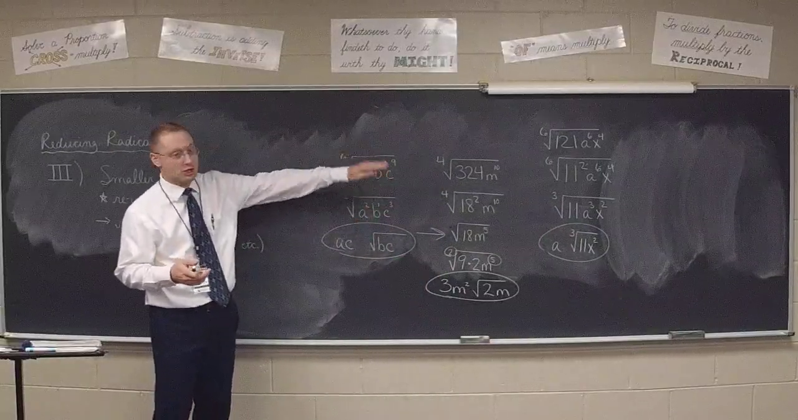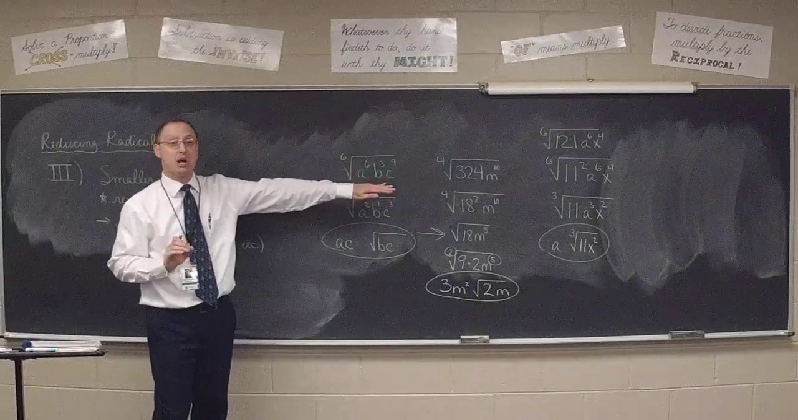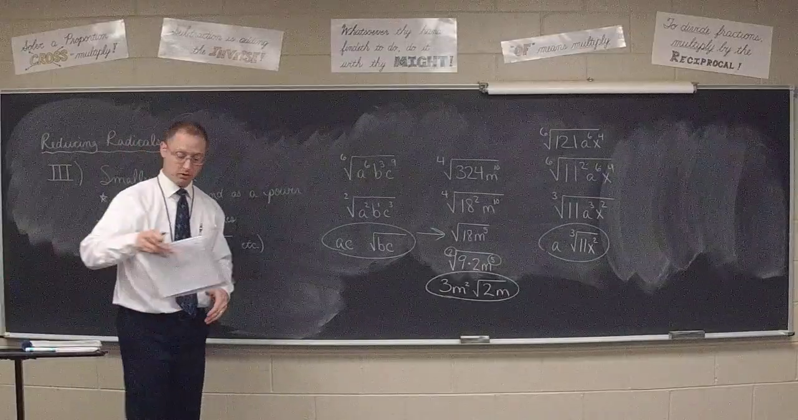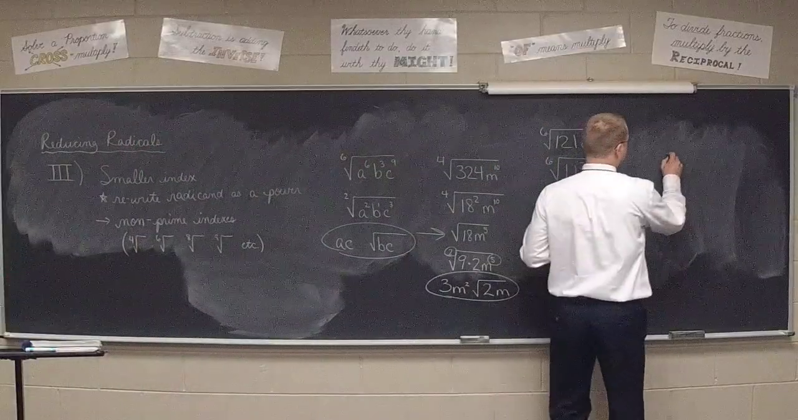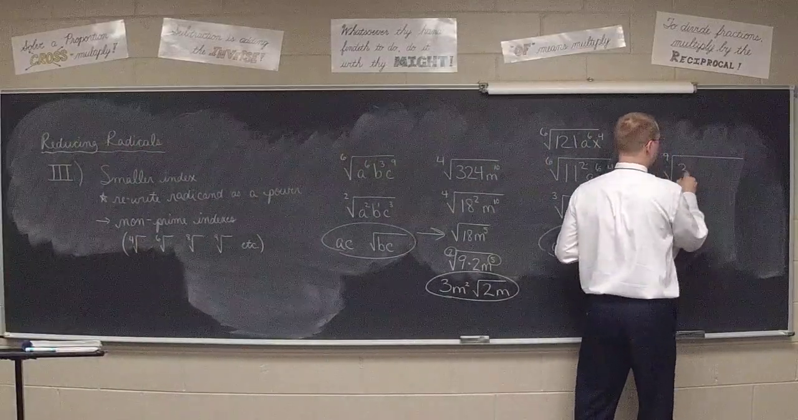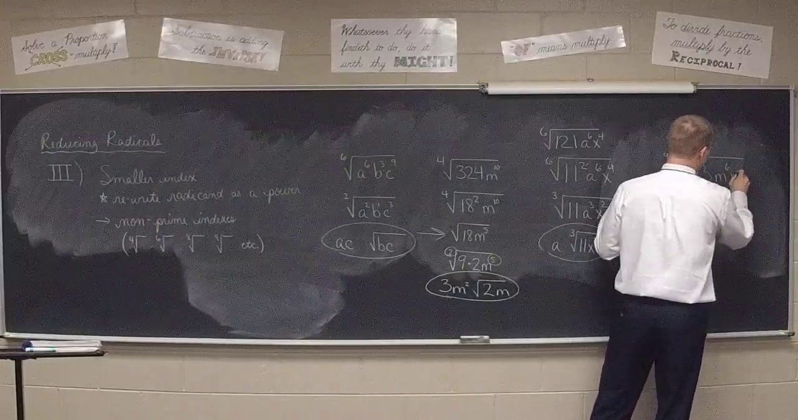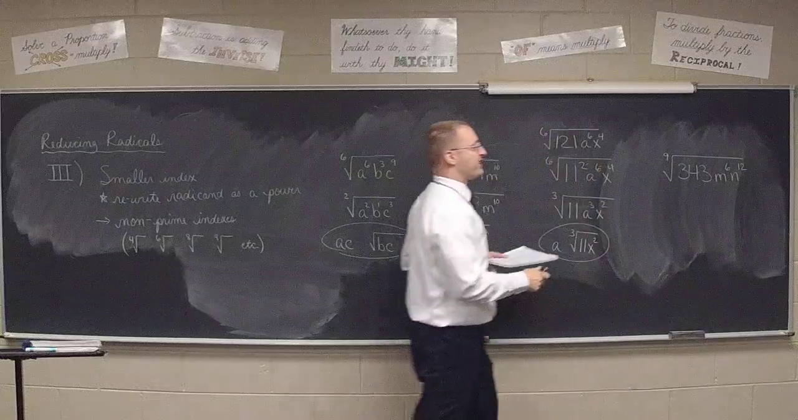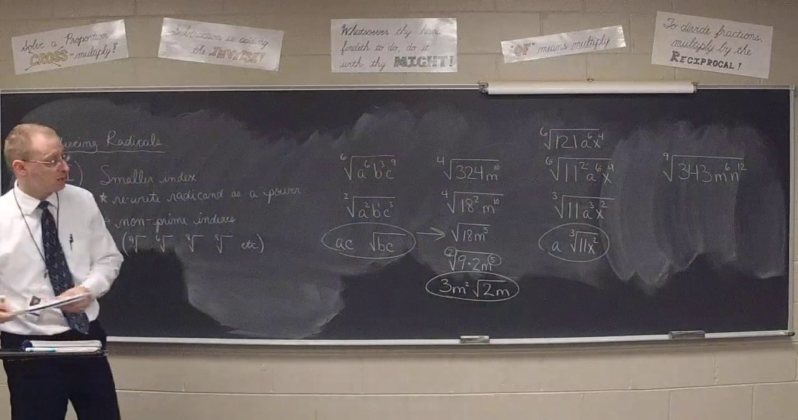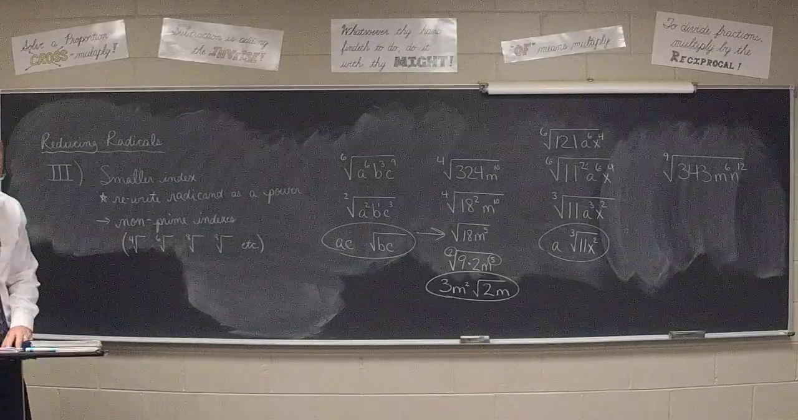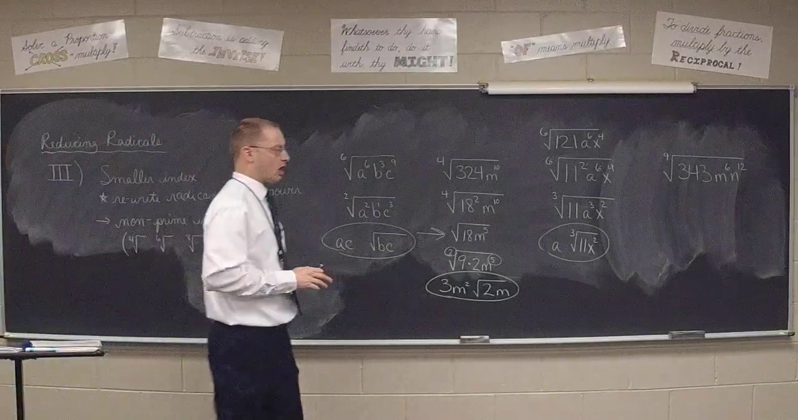Once we've done the initial step, realize that maybe all it is an initial step. We may have to go a step further. Questions on that one? One more of these, the 9th root of 343, m to the 6th, n to the 12th. Brecken, thoughts, walk us through.